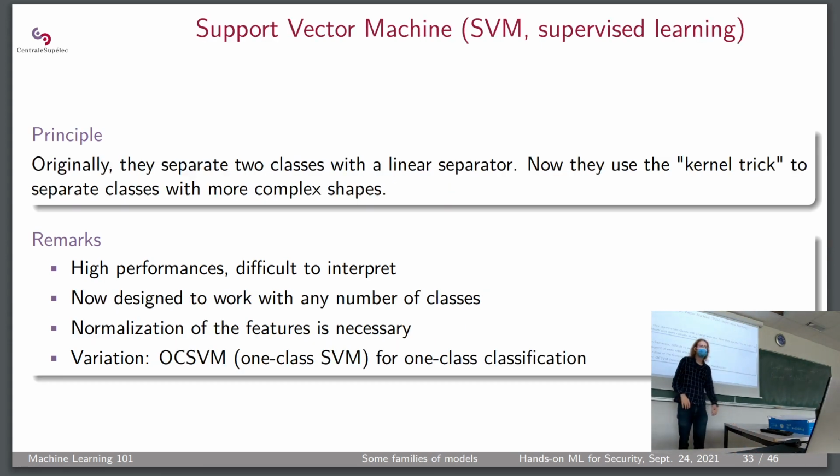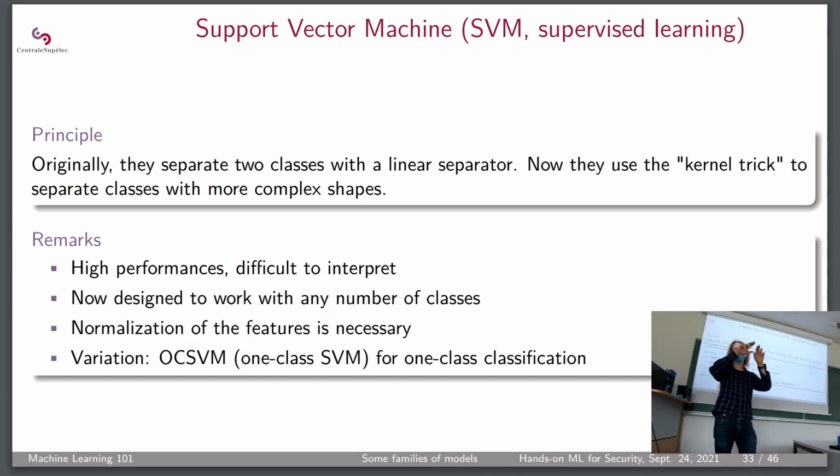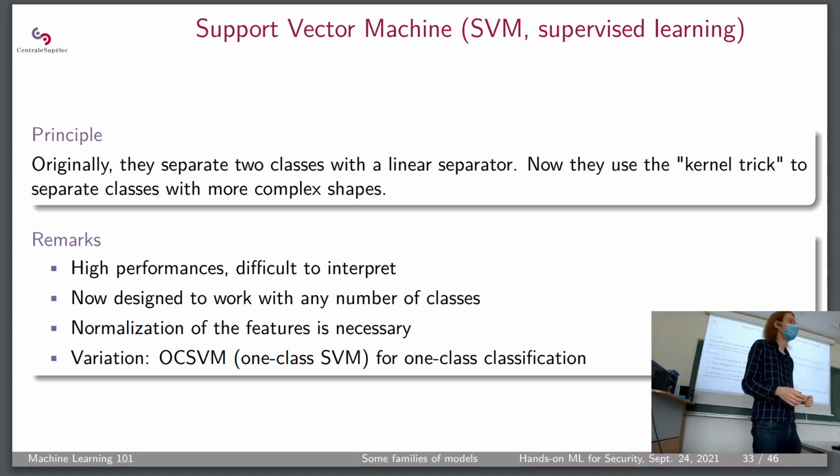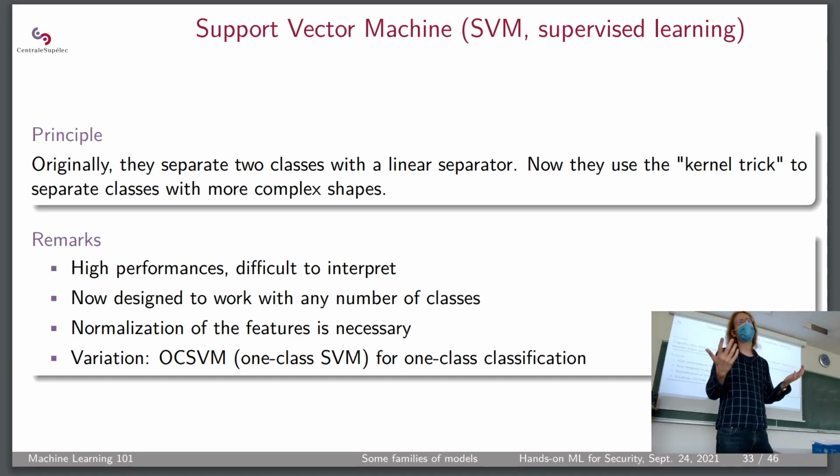We are now getting to a more complex model. SVM is a support vector machine. So originally it was a way to separate two classes with one linear separator. So if it's in a plane, the separator will be a line. If it's a space, the separator will be a plane, and so on. So it was a pretty simple model.